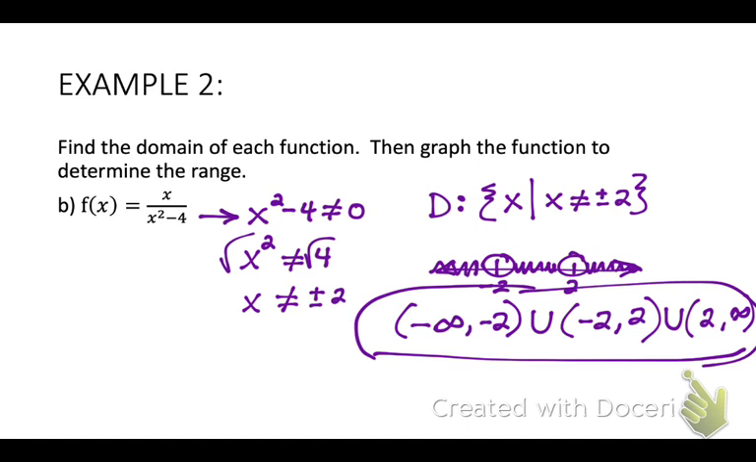All righty. Okay, how do we graph that? That's a pretty funky graph. Let's get our calculators out. Can we do it on our calculator?